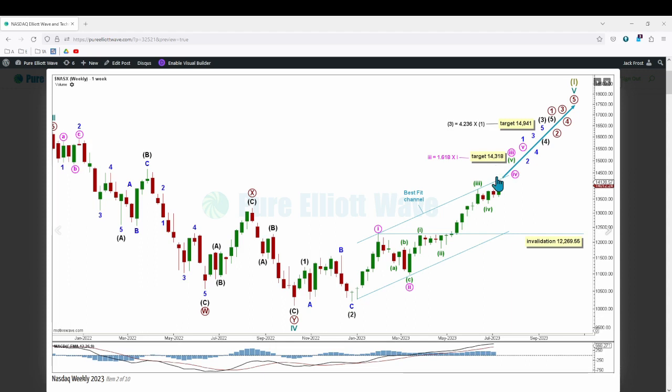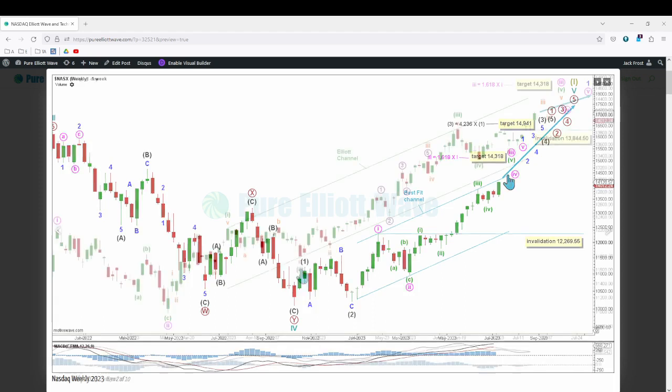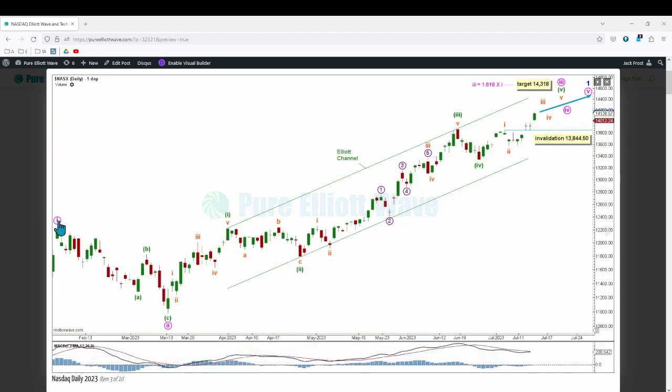If minute wave 3 is over at this high, then no part of minute wave 4 can enter minute wave 1 price territory at 12,269.55. If minuet wave 5 and minute wave 3 move any higher, they may find resistance at the best fit trend channel here. On the daily chart, we can see the end of minute wave 1 over here.